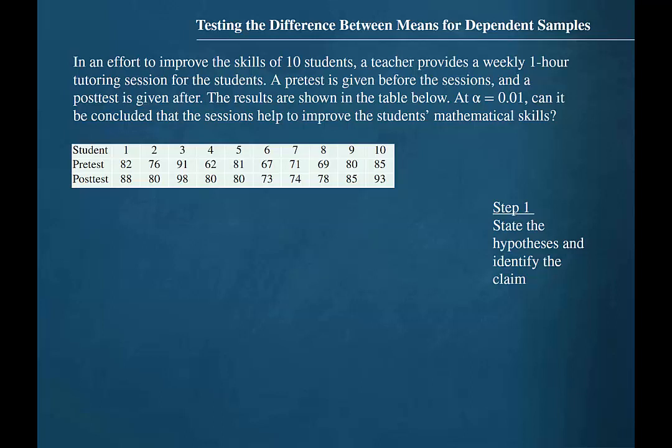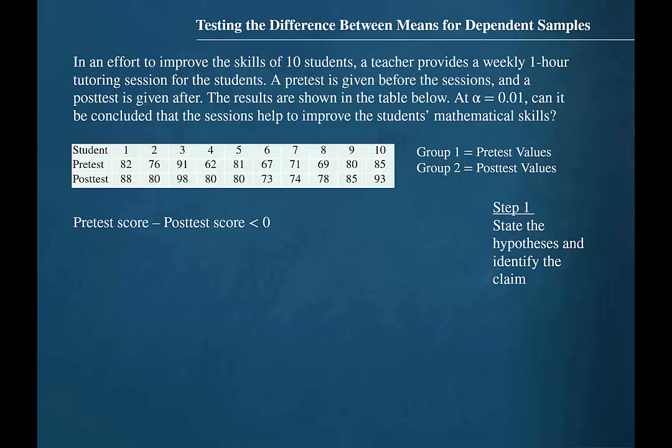Step 1 in testing the difference between means for dependent samples is to state the hypotheses and identify the claim. In order to do this, we will first need to assign one of the samples as group 1 and the other as group 2. We will assign group 1 as the pretest values and group 2 as the post-test values. If the sessions were effective, we would expect the post-test scores to be greater than the pretest scores.